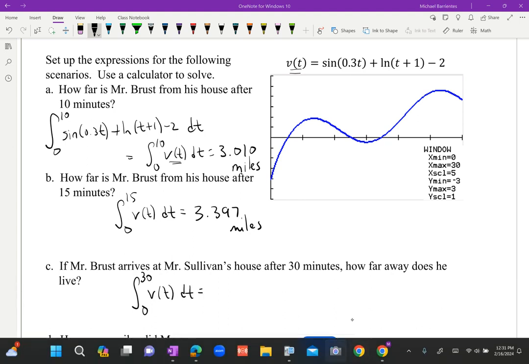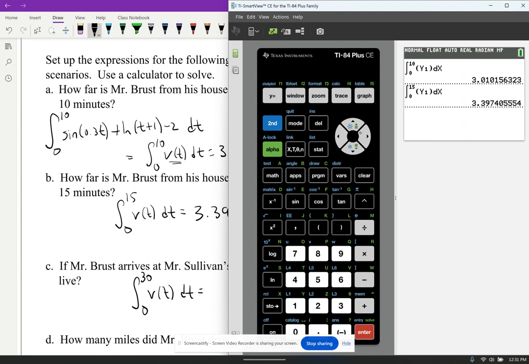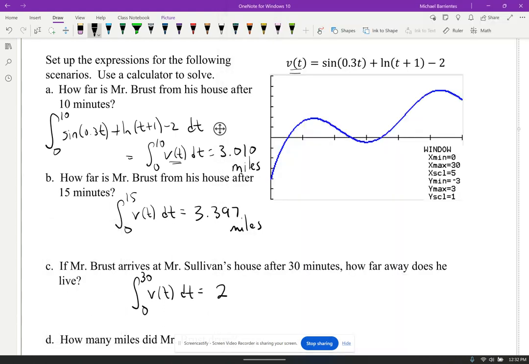And we should get a number that's a little bit bigger. Again, I'm going to copy paste and just change that to 30. And here's my answer, 22.824. 22.824, and these are miles.